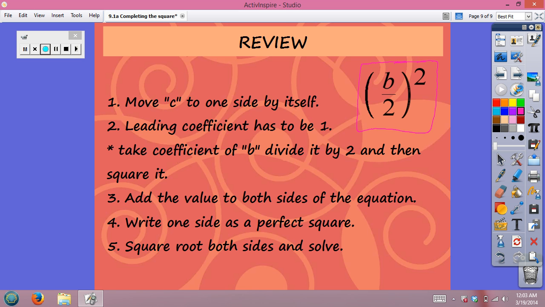The third step is to add that value to both sides of the equation. The fourth step is to write one side as a perfect square. And lastly, we'll take the square root of both sides and solve the equation for x. And that will conclude the lesson.